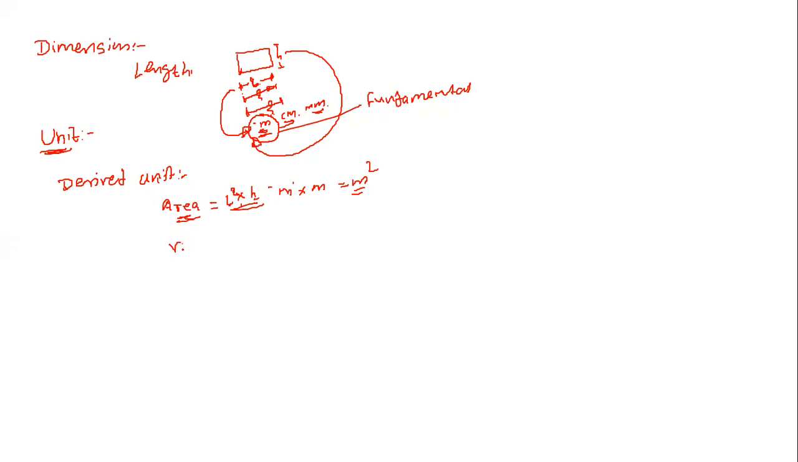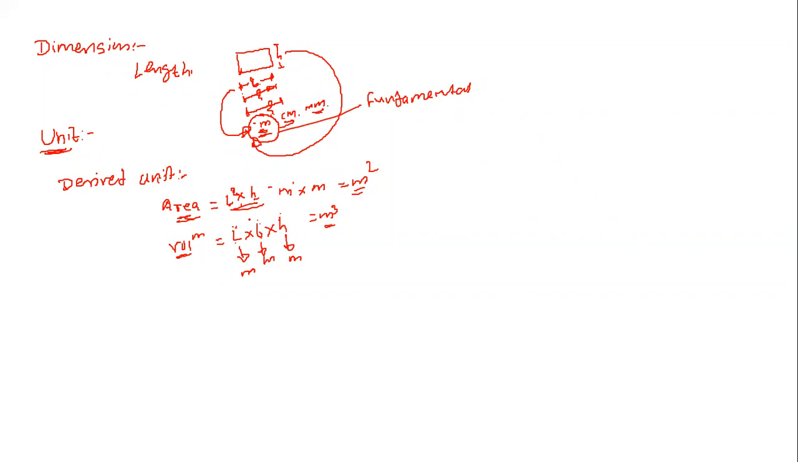Similarly, if you go for the volume, consider the volume of a cuboid, then it will be given as the product of length, width, and height. So once again, length will be measured in meters, width in meters, and height once again in meters. It means for getting the unit of the volume, we need to know the unit of the length, the unit of the width, and the unit of the height, and that will be meter cube. Means it is dependent on three physical quantities: length, width, and height.